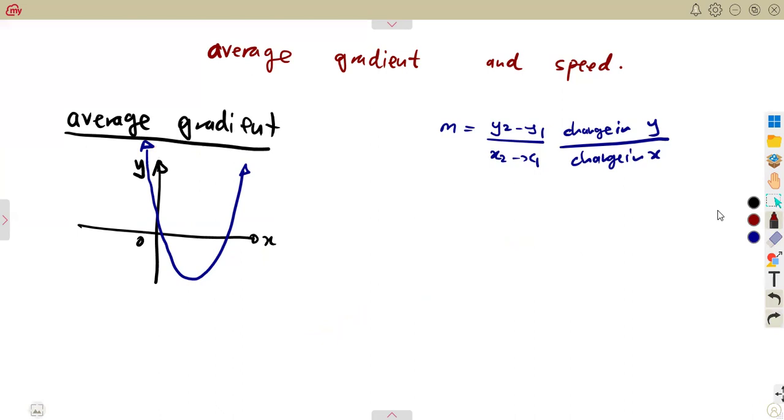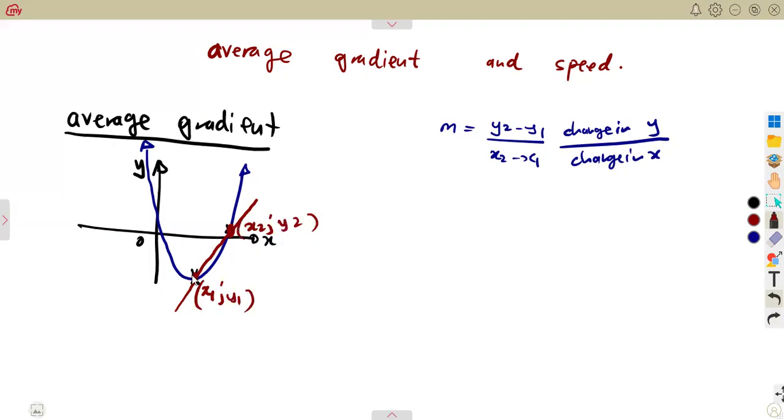So for the average gradient, you'll be given 2 points to consider on a function. Let's say I have got a point here and a point here. So the average gradient will be taken in between. Let me consider somewhere here so that you can understand. We consider a straight line drawn passing through these 2 points that we are given. So let's say this is our x1, y1, and this point is x2, y2.